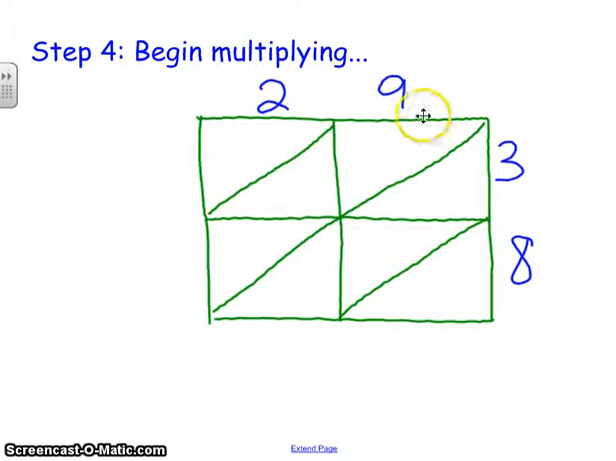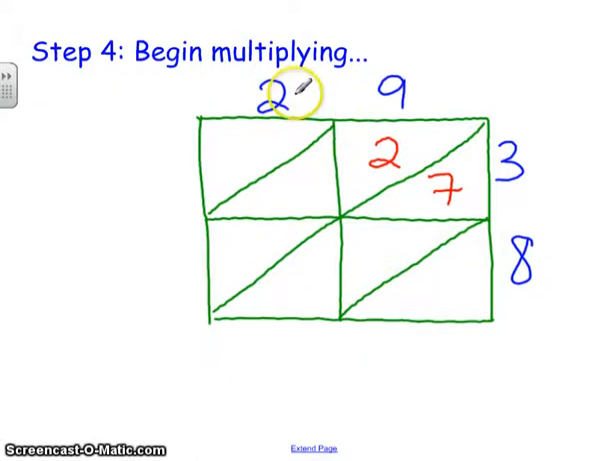So now we're going to take the product of 9 times 3. The product is 27. So we're going to write the 2 in the upper triangle or the tens position and the 7 in the lower triangle or the ones place.